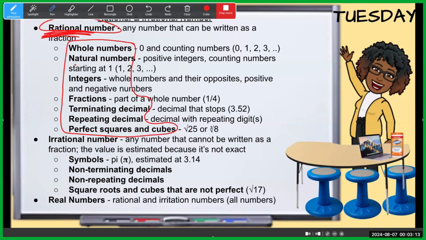The next type of rational is integers. We should know integers are whole numbers and their opposites, positive and negative numbers. Fractions are rationals. Terminating decimals, those are our decimals that stop. And then repeating decimals, decimals with repeating digits. Somebody give me an example of a repeating decimal. 0.3 with the bar. Thank you.